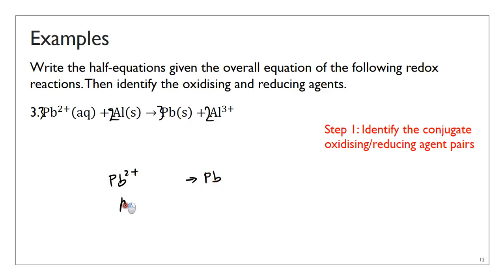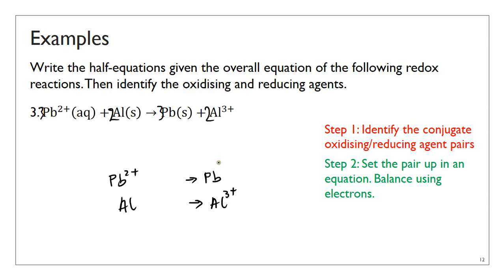And the second conjugate pair is going to be Al going to Al3+. So that's all I have to do. You can do 3Pb2+ going to 3Pb if you want, but you don't have to. And that's going to make everything bigger. So now I'm going to balance the equation. So you have Pb2+, you need to add 2 extra electrons to become Pb. And if you start with aluminium, you need to lose 3 electrons to become aluminium 3+.